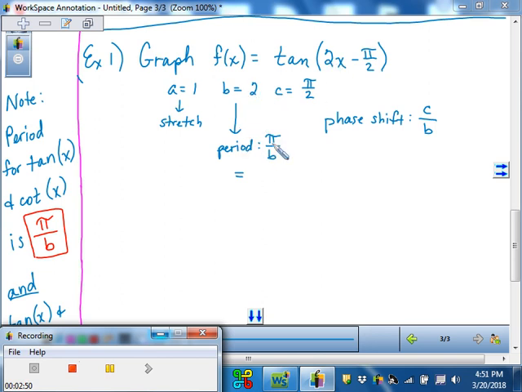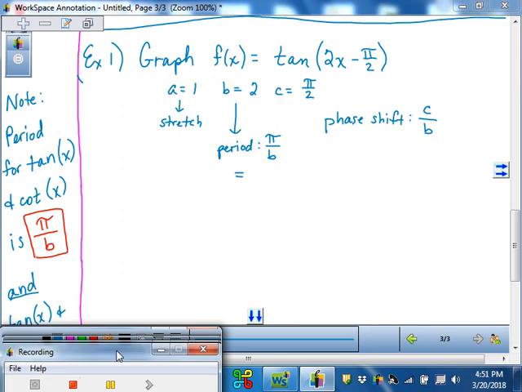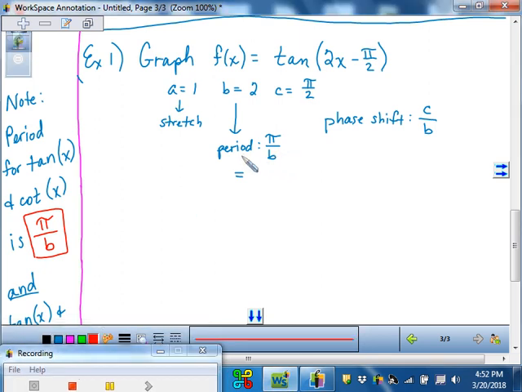We're going to use that to determine the period of our function. And notice that the period of tangent and cotangent is going to have a different formula, which I noted over here on the side. Instead of being 2 pi divided by b, it's just pi divided by b. So as I plug in the b value, we have pi divided by 2. So every pi over 2, we will have a repeat of our tangent graph.